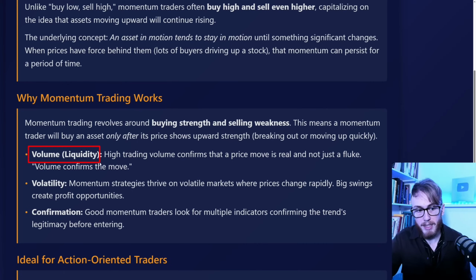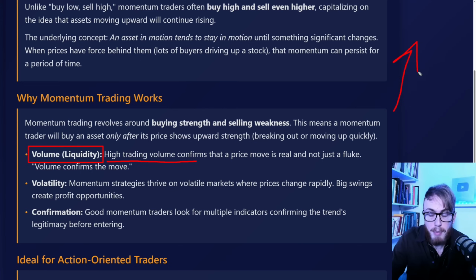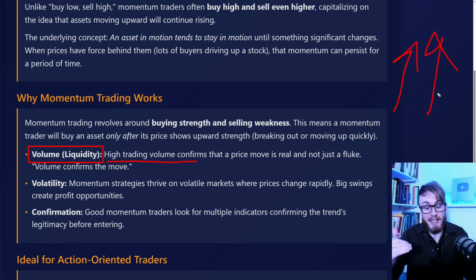The first concept here is volume and liquidity. In simple terms, high trading volume, and we will look at this later on in this video, we can think about it as confirming that a price move is real and not just a fluke. When we have a move towards the upside and this move is supported by lots of volume, it basically means that this move is more significant. We can think about it that more buyers agree that this is a valid move.